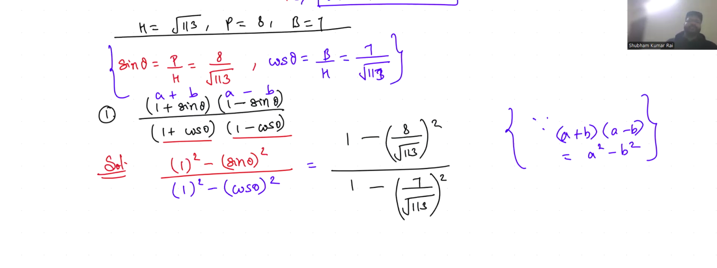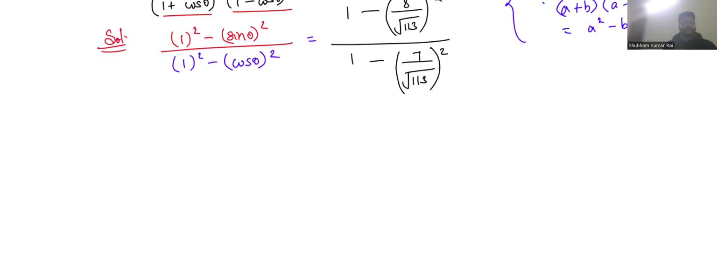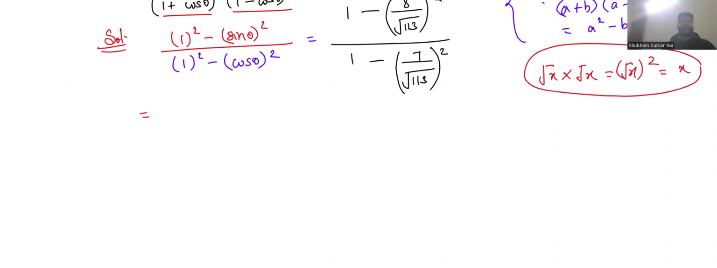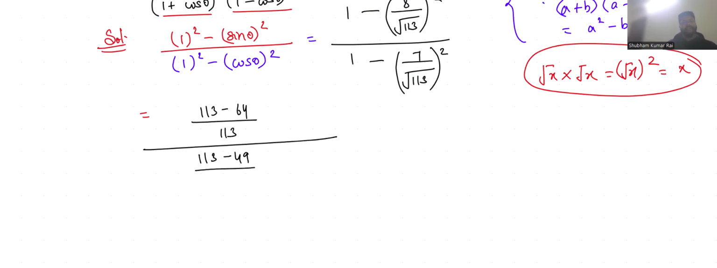Now, if we solve it further, we will be getting a step like, if we do the square of root x into root x, that is equal to root x square. So it is always x, right? Because the roots get cancelled and the powers are added in exponent form. So here we will be getting 113 minus 64 upon 113, whole divided by 113 minus 49 upon 113, right? If we move further, we will be getting 113 minus 64 upon 113.